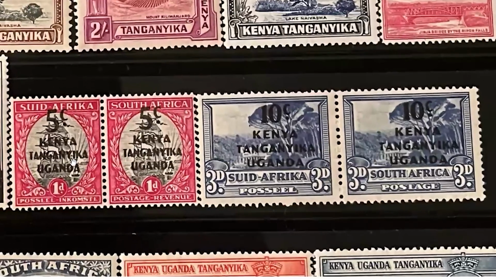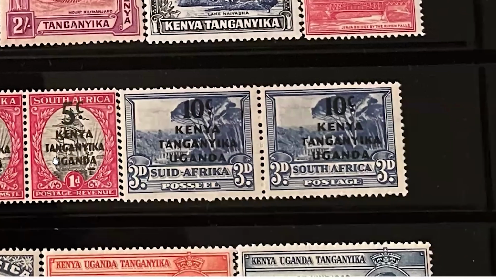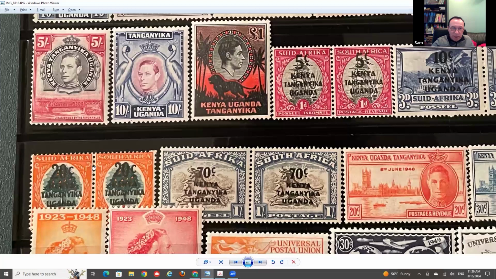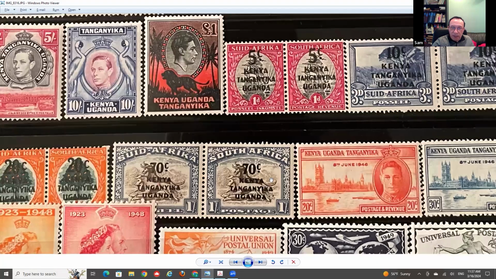Now, what happened in here? So this is 1941. Because of World War II, they weren't receiving stamps from England, so they needed to use stamps from South Africa. They are in pairs, you see, South Africa, and in Afrikaans it's Suid-Afrika. So they issued a few of them, overprinted, of course, Kenya, Tanganyika, and Uganda. And that was the last one.